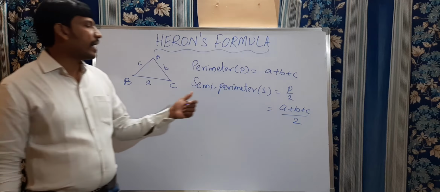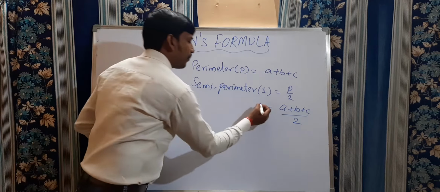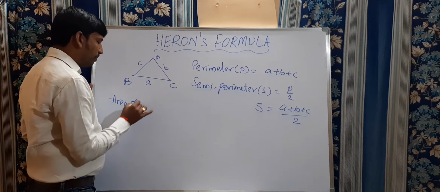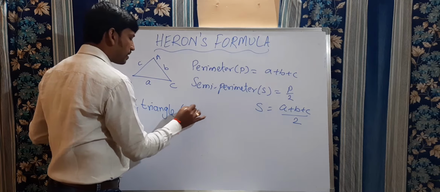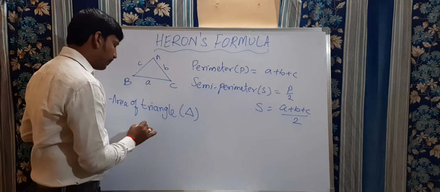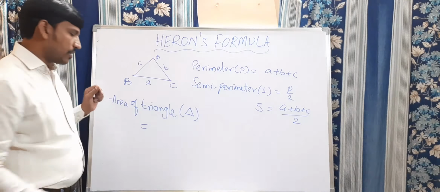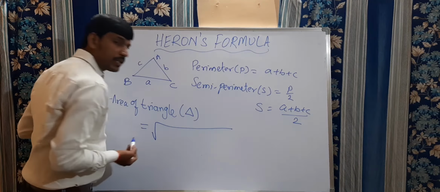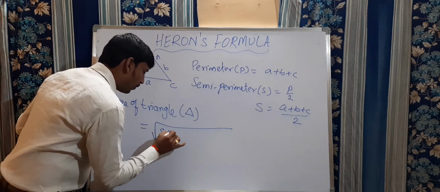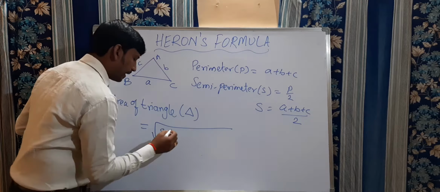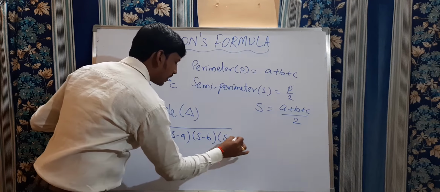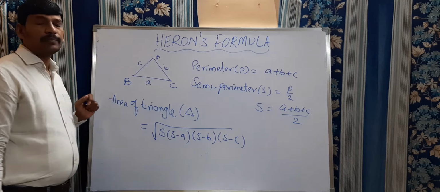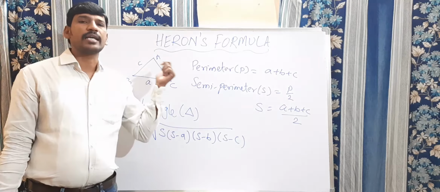Clear? Then after finding the value of S, that is semi-perimeter, to find the area of the triangle, denoted by delta. Area of triangle denoted by delta, this is a triangle symbol, is equal to, by the formula introduced by Heron, square root of S into (S minus a) into (S minus b) into (S minus c). This is the formula to find the area of a triangle when sides are given.